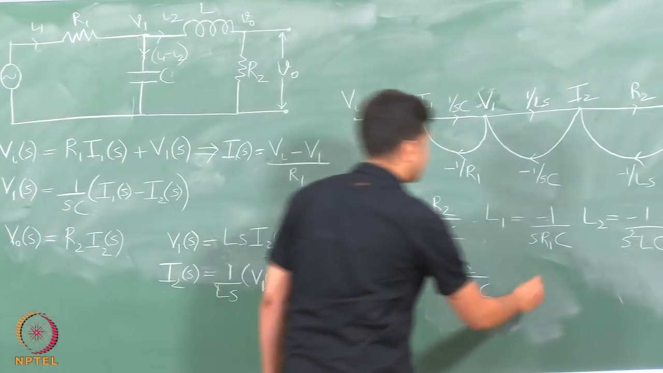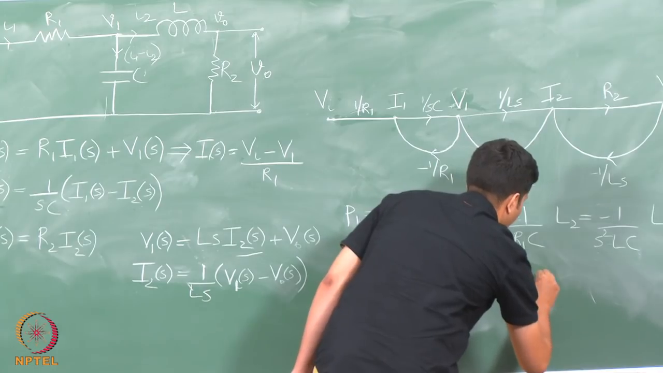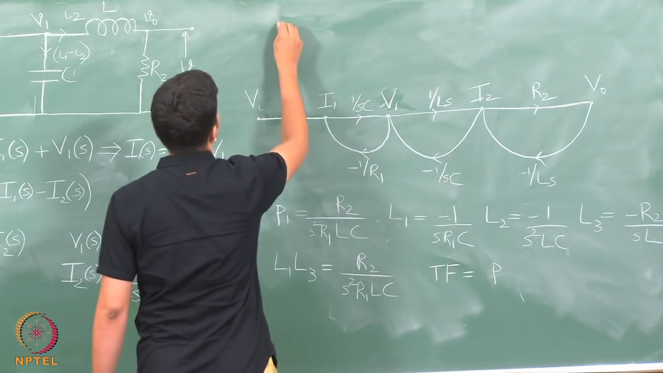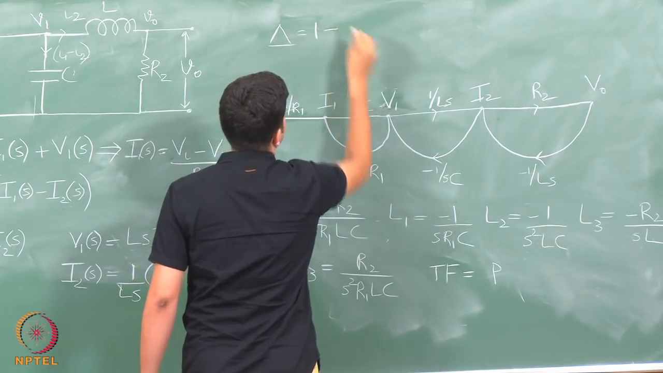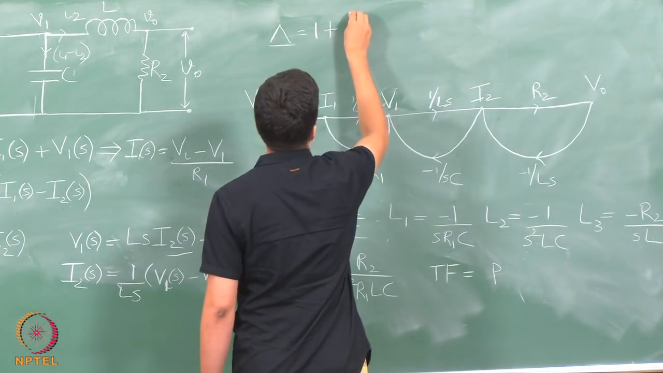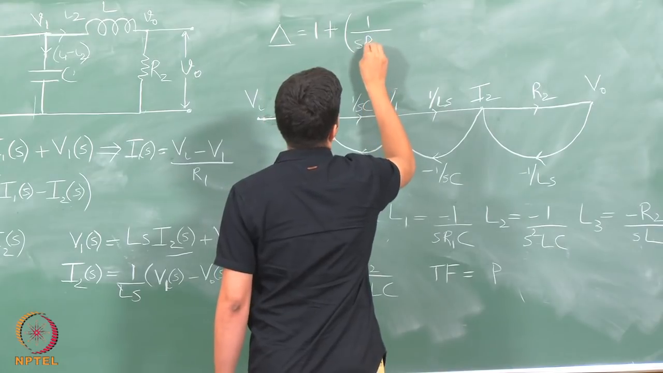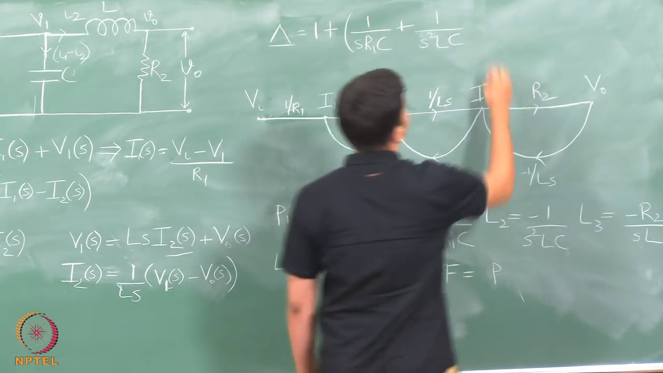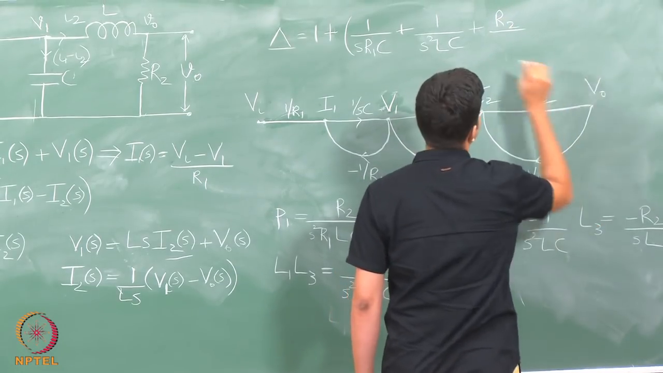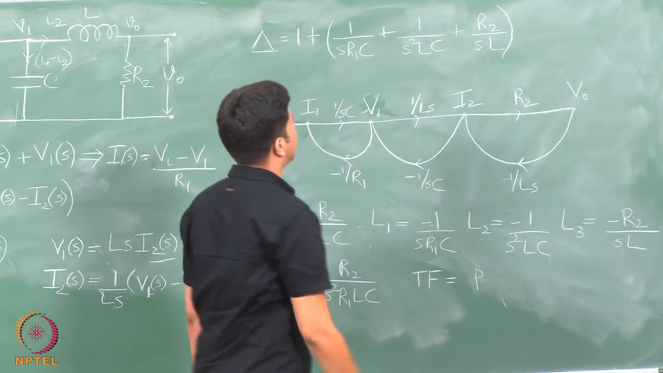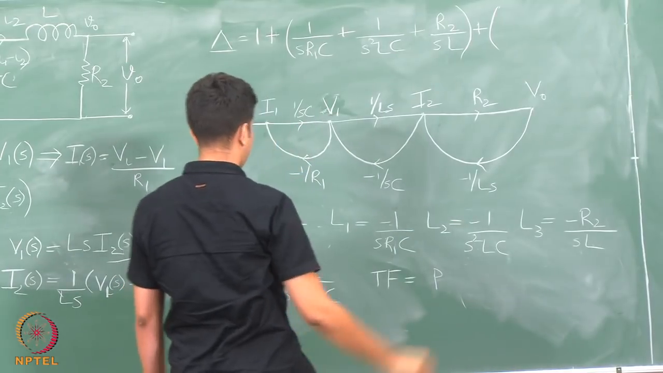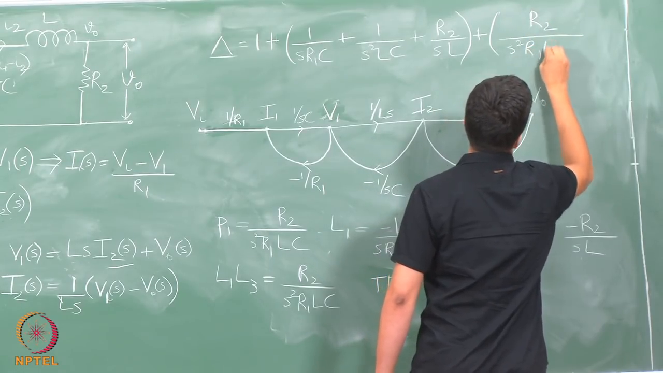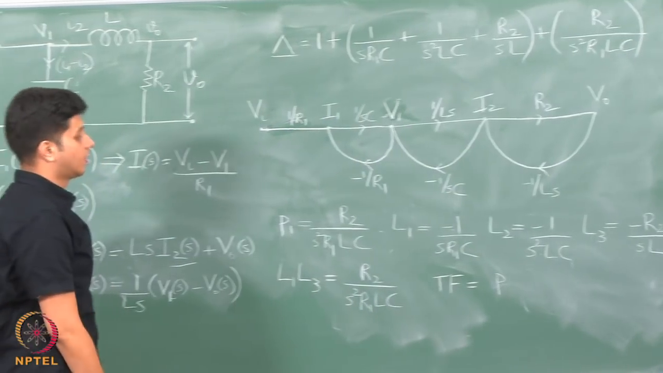Okay. So now simply we apply Mason's gain formula to get the overall transfer function, which is, okay, before the Mason's gain we also need to find out what is delta. So I'll write down what is delta here. 1 minus, so because everything has a minus, I'll put a plus, 1 by SR1C plus 1 by S square LC plus R2 by SL plus this one, R2 by S square R1 LC. Okay, so this is my delta.